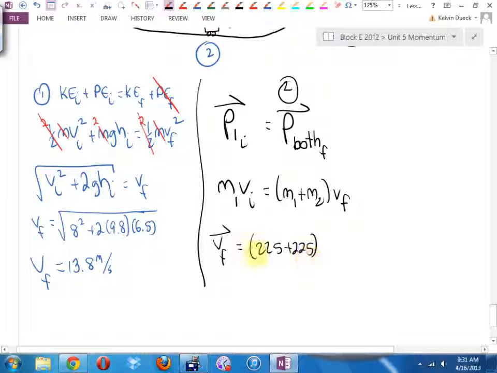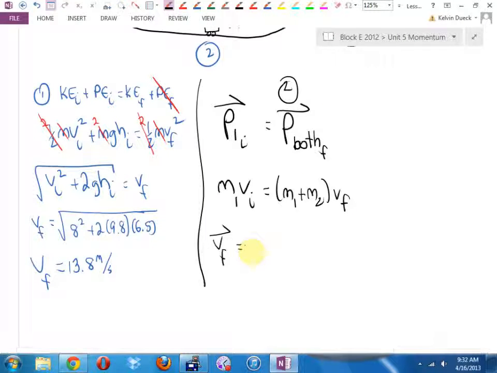Oh, Mr. Duick, you're doing this wrong. Sheesh. I'm getting V initial by itself. Sorry, guys. V final by itself, I want to divide by M1 plus M2. Is that what you were thinking, Callum? Yeah, you were thinking that? You weren't just blindly writing stuff down with your brain in neutral? Because if you weren't, you wouldn't have to be erasing anything.